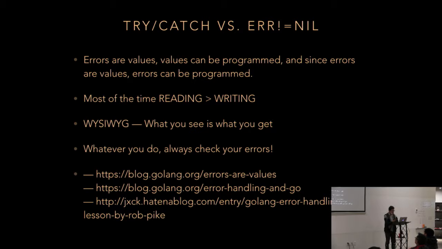Here are more points. Actually, I should have shown this slide before. So this more or less explains why the concept of errors is better than exceptions. Basically, the idea can be summarized in the first sentence. Errors in Go are actually values, and you can program them. Yeah, that basically summarizes everything. And you should always check them.